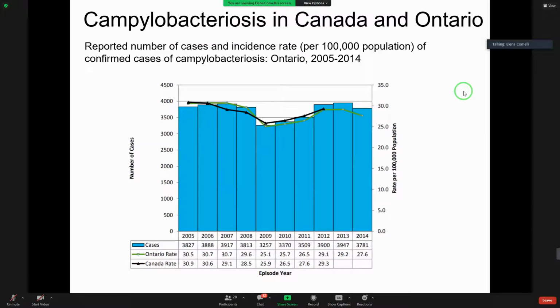Just to have an idea of the trends of campylobacteriosis in Canada and Ontario, these were the numbers in the time period between 2005 and 2014. Obviously, you don't have to learn these numbers, okay?